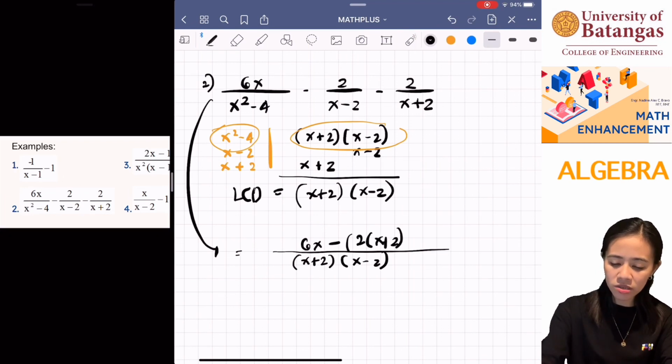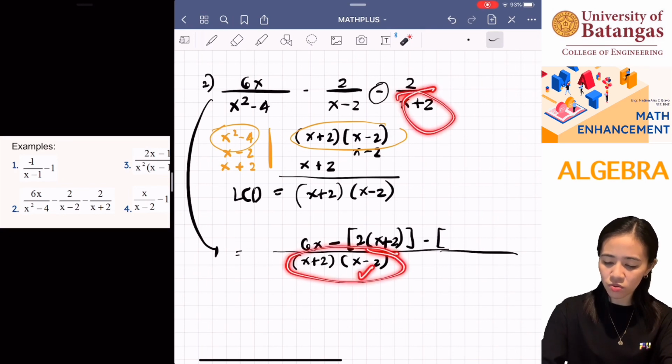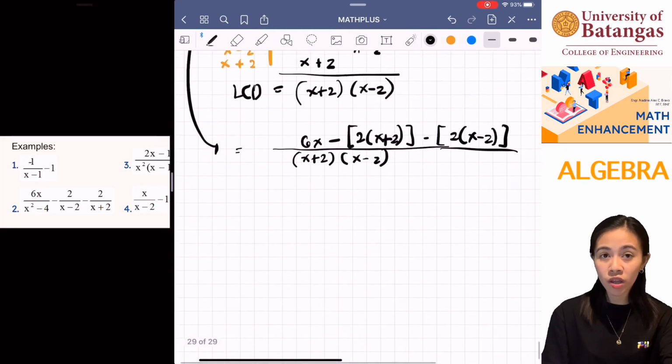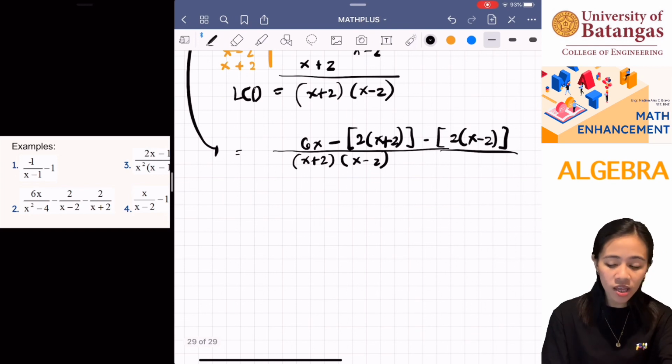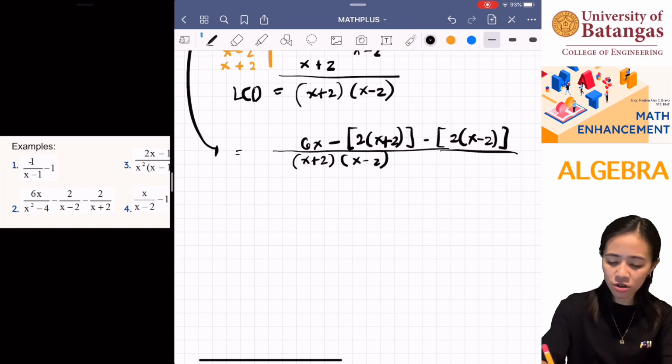So, let me replace this by a bracket. Let me replace that as a bracket. So, x plus 2. And then, I still have minus bracket ulit, just to be sure. So, you'll have here this divided by x plus 2. So, you'll get x minus 2 times 2. So, you'll have that as 2 times x minus 2. And then, proceed with expansion and then distribution of the negative sign. And then, proceed with the operation of addition or subtraction.